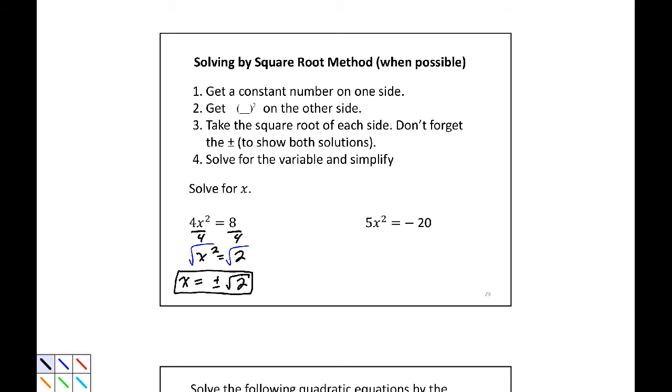Our next example, similar process, we will divide by 5 to isolate the x squared, that's negative 4. Then we will take the square root of both sides, and that isolates x. So x equals plus or minus, and the square root of negative 4, recall from our complex numbers section, will be 2i. X equals plus or minus 2i.